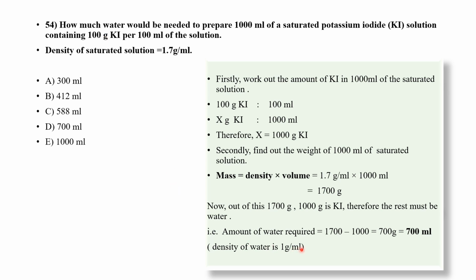So amount of water required will be equal to 1700 minus 1000, that is equal to 700 gram. 700 gram will be equal to 700 ml. This is because density of water is equal to 1 gram per ml. So 700 gram will be equal to 700 ml. Thus we got the answer as option D, that is 700 ml.